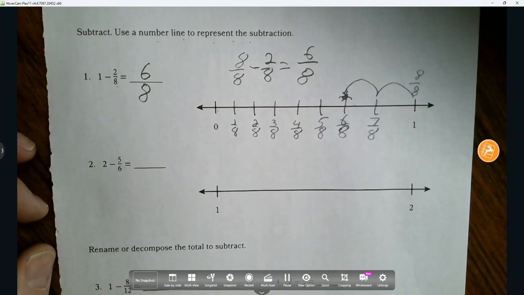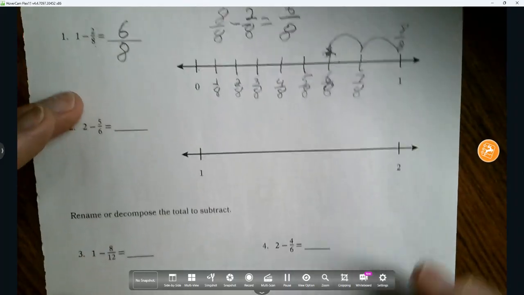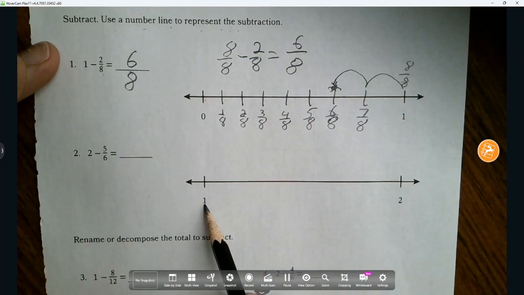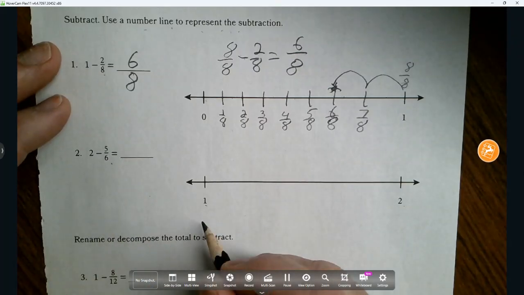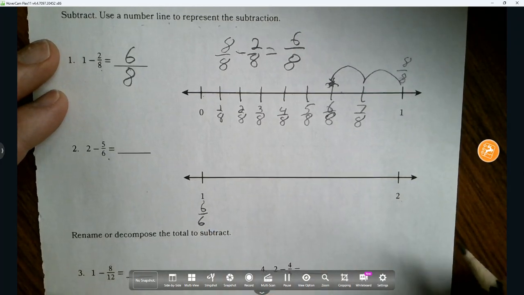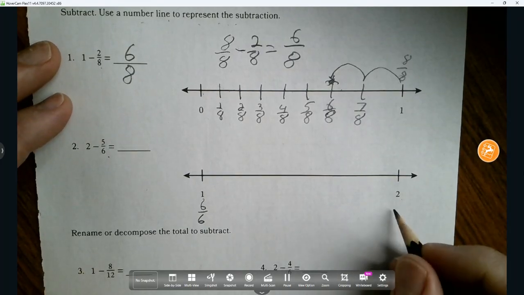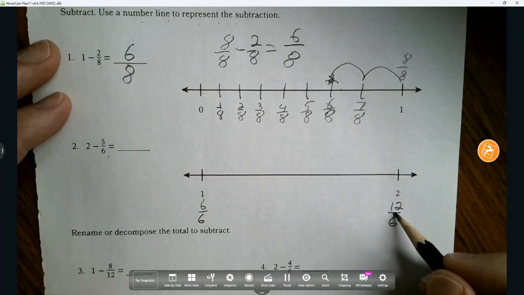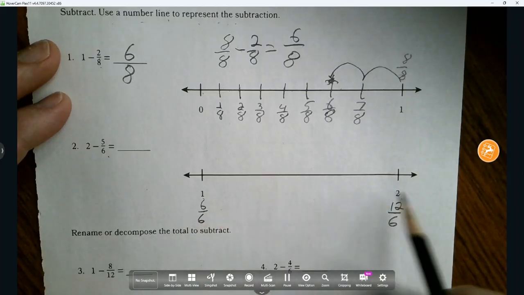Now the next one, they're trying to get a little trickier. So I'll help with this one, but down here for 3 and 4, I'm not helping. They give you 1 and 2. We're working with sixths. So with 1, we're already at 6/6. With 2, we'd be at what? That's where it gets a little trickier. With 2, we would be at 12 over 6, because 12 divided by 6 is 2. 6 plus 6 is 12. So that's what we're looking at.